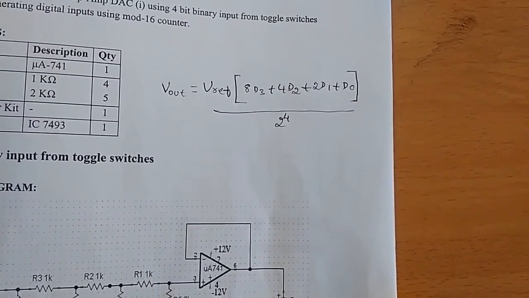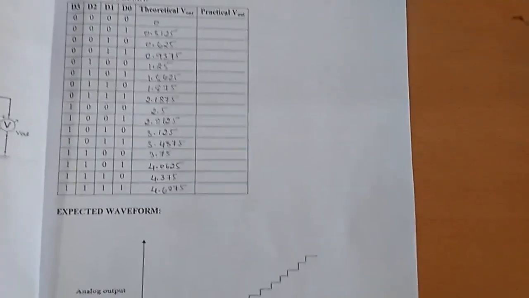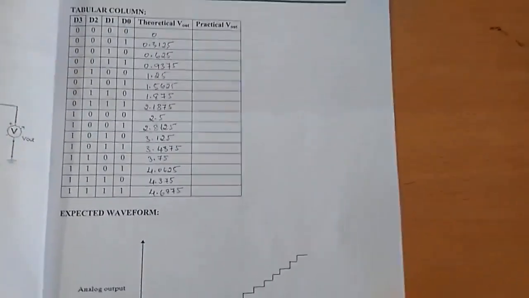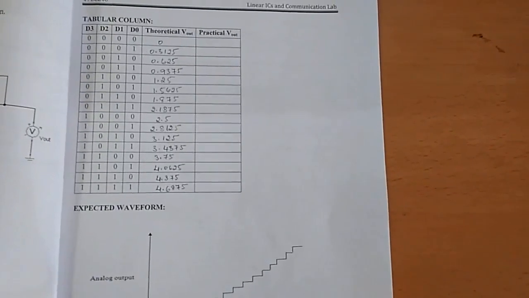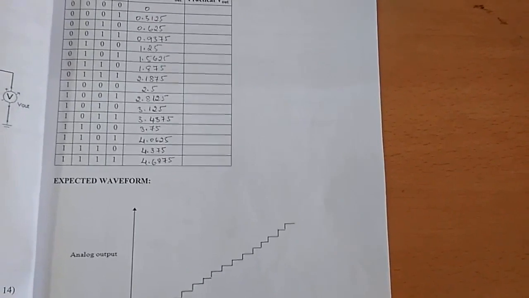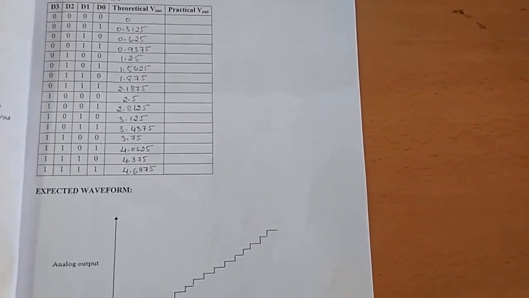The reference voltage is selected as 5 volt in my case, and accordingly I have calculated the values. What is the expected output for this circuit? When all bits are 0, the output is 0. When 0001 is applied, it is 0.3125. When 1111, the last state, is applied, I'm expecting 4.6875 volt. The practical voltages we have to note down in the other column.